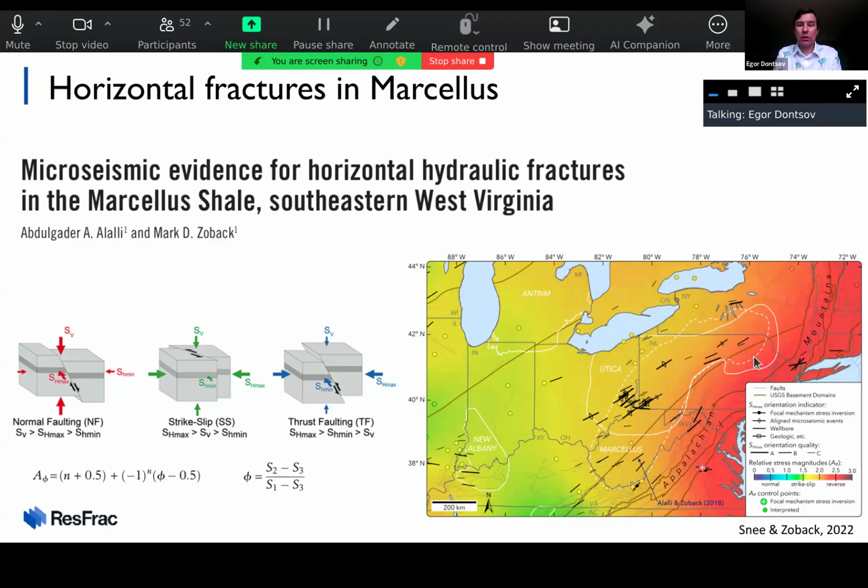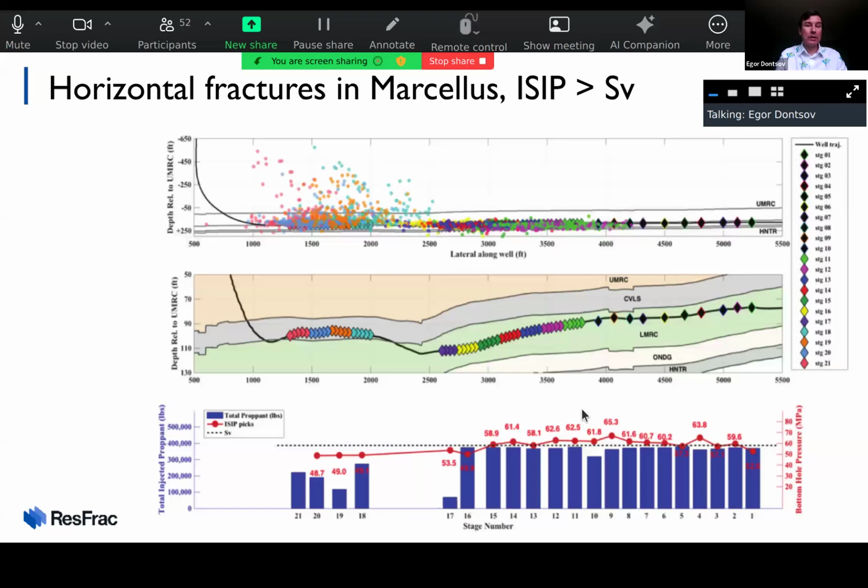And so here we can see we are in a strike slip regime, meaning that the maximum horizontal stress is the maximum stress overall, the intermediate stress is vertical, and the least principal stress is SH min. But the difference between SV and SH min is fairly small, right? And so what these authors reported is microseismic evidence of horizontal fractures, essentially.